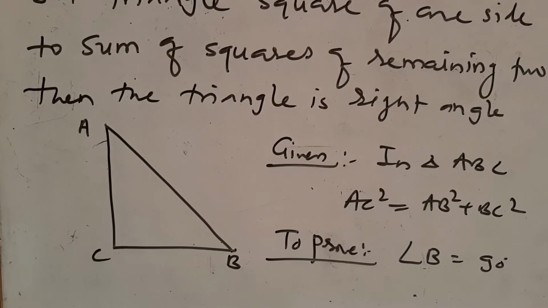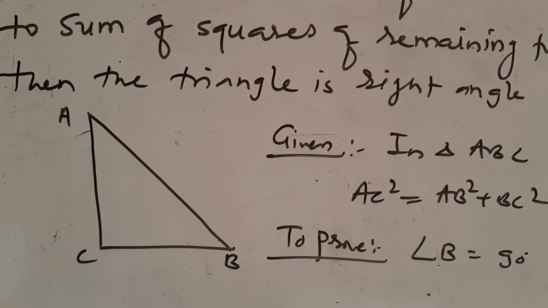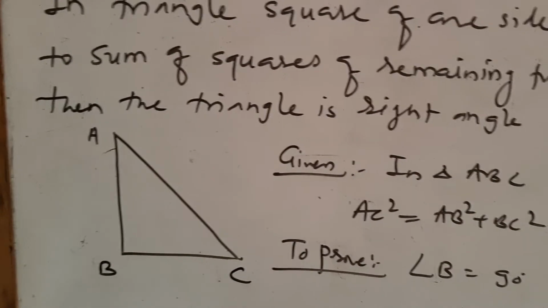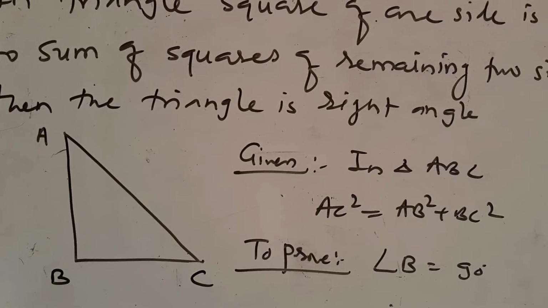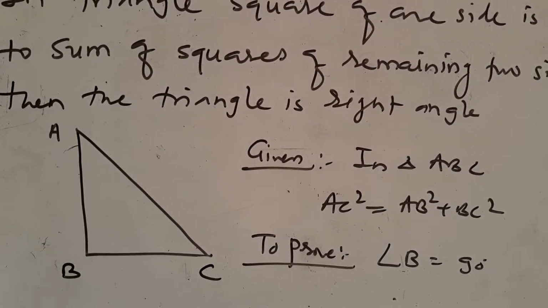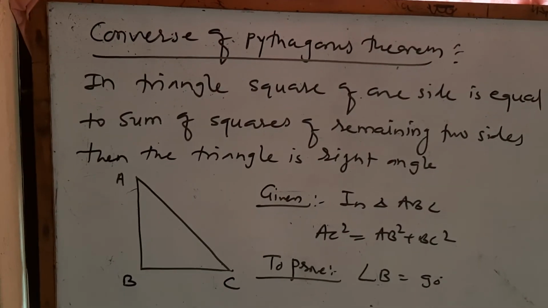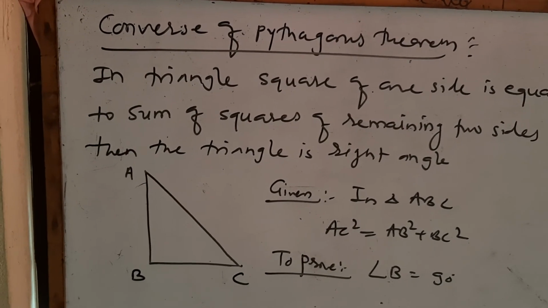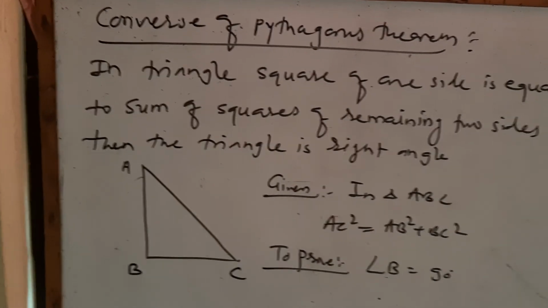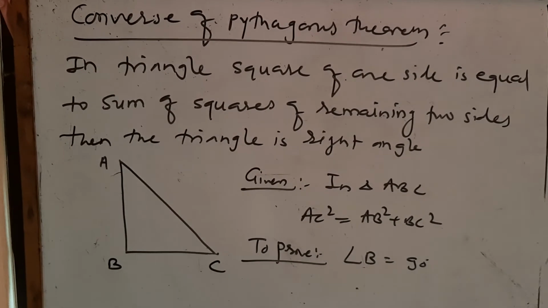In triangle ABC, if AC square equals AB square plus BC square, then angle B equals 90 degrees. We have to use that only in problems. We do not have to see the proof of that one. The converse of the Pythagoras theorem is an important theorem. So from that we see the problems in the exercise.